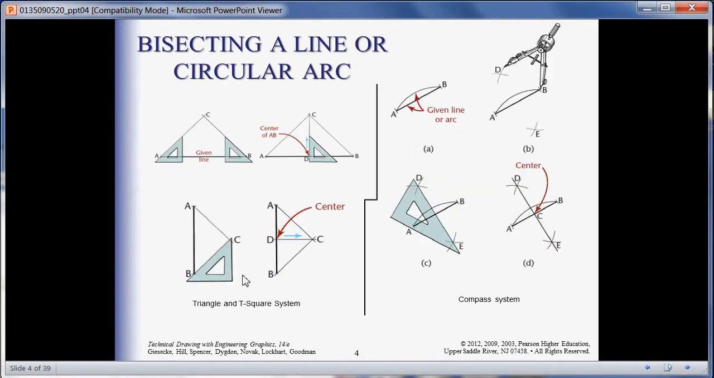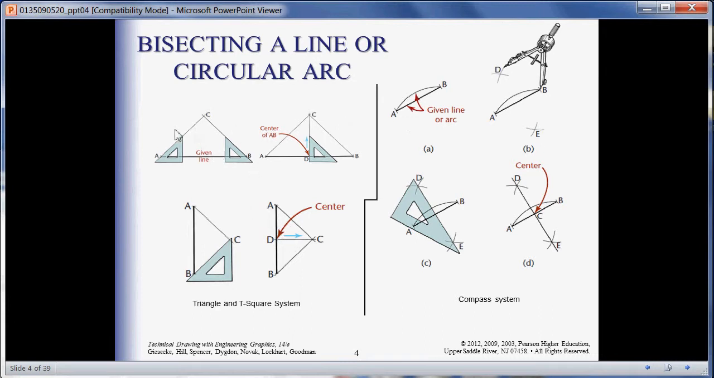Okay, so here we have the exercise of how to bisect either angles or lines. The first way we can do that is using two 45-degree triangles, and then we just shoot up these projections, and wherever they intersect, if we drop a perpendicular line down, that line will be bisected, and coincidentally, so will the angle. So the angle and the line will be bisected.